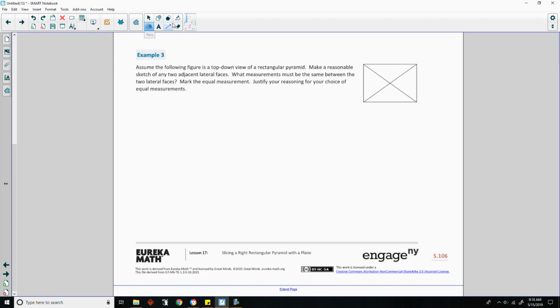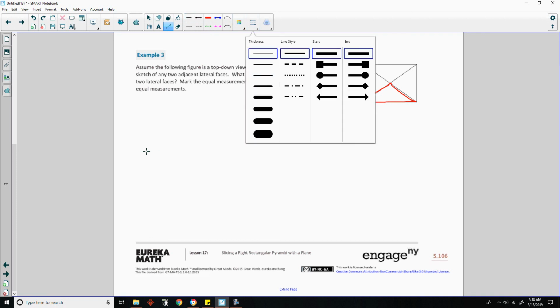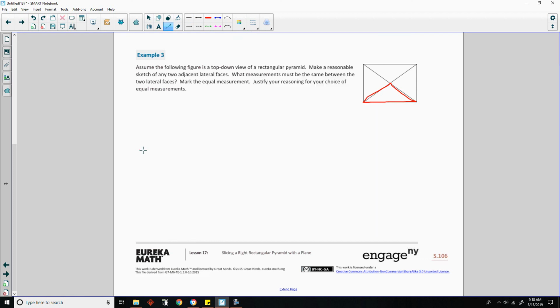Okay, so I know it's a rectangular pyramid because this side just appears to be longer than this side. So I will just outline this side in red, and that's going to be the first side I'm going to do, and I'll do that in red. Let's make it thinner though. All right, so that's what it would look like.